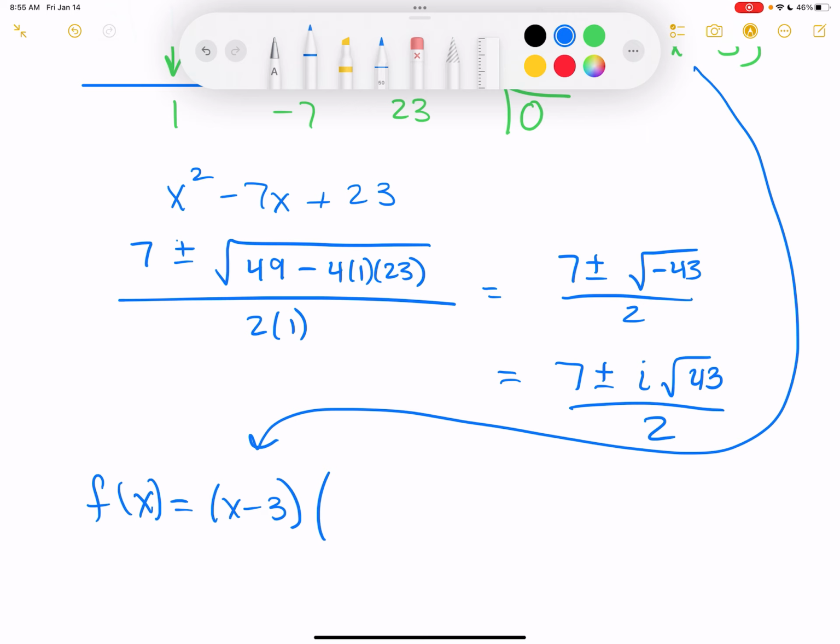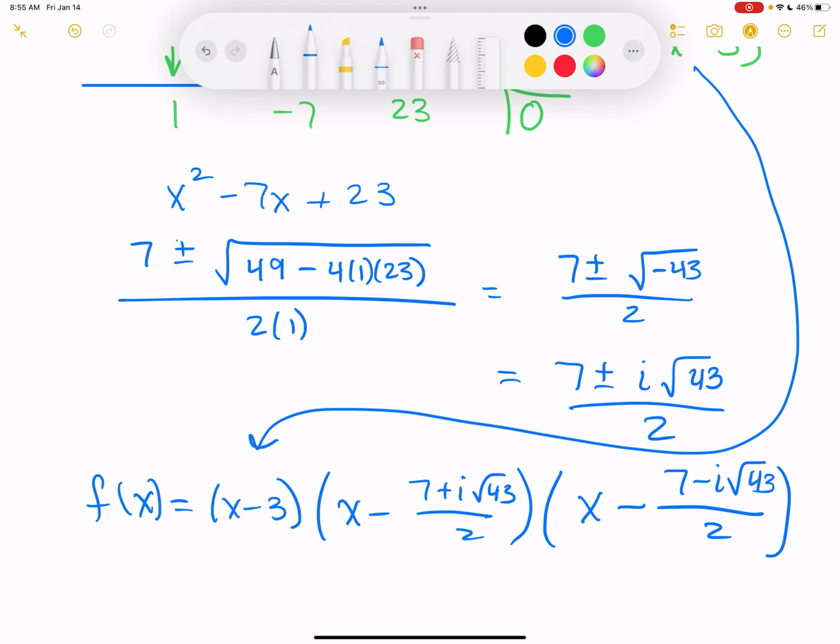These are zeros, meaning to move them over, I've got to subtract it over. So, x minus 7 plus i root 43 over 2, and x minus 7 minus i root 43 over 2. And that's your answer.